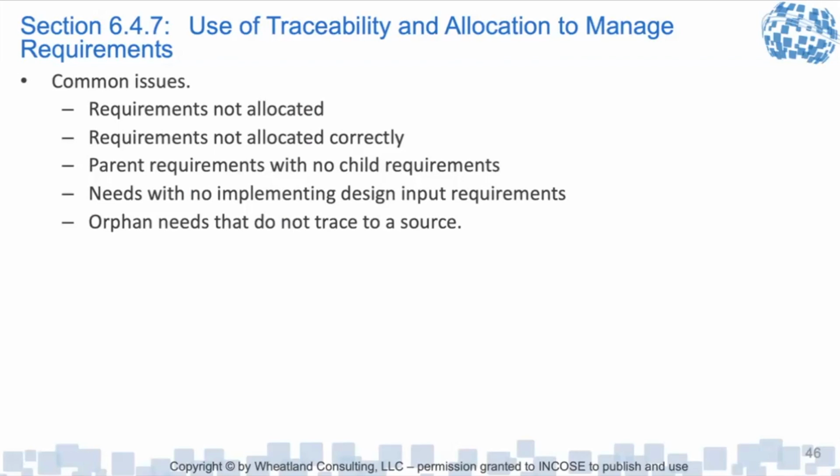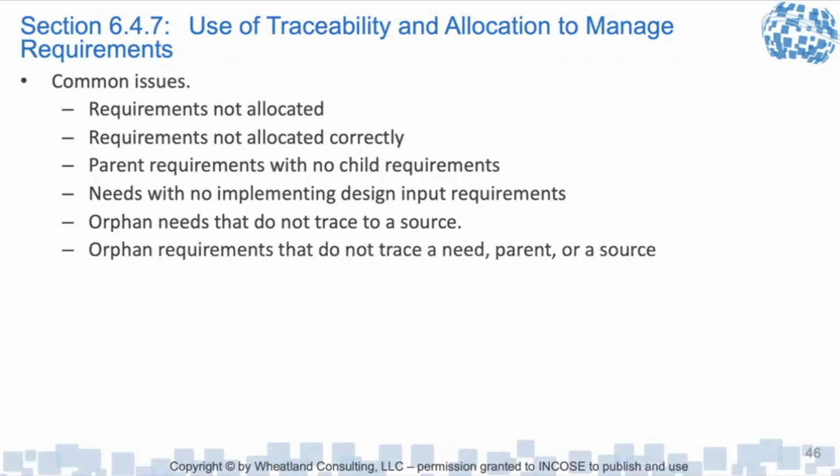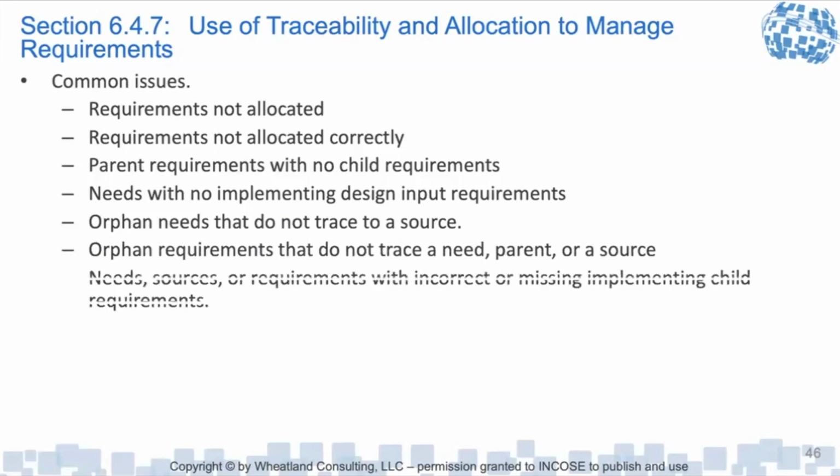Traceability is not just the requirements. We have traceability in our needs as well. Orphan requirements that don't trace to a need parent or source. Need sources requirements incorrect or missing implementing child requirements. Requirements with an incorrect parent or source. Someone wrote a requirement, but they trace it to the wrong parent. That could be a problem.